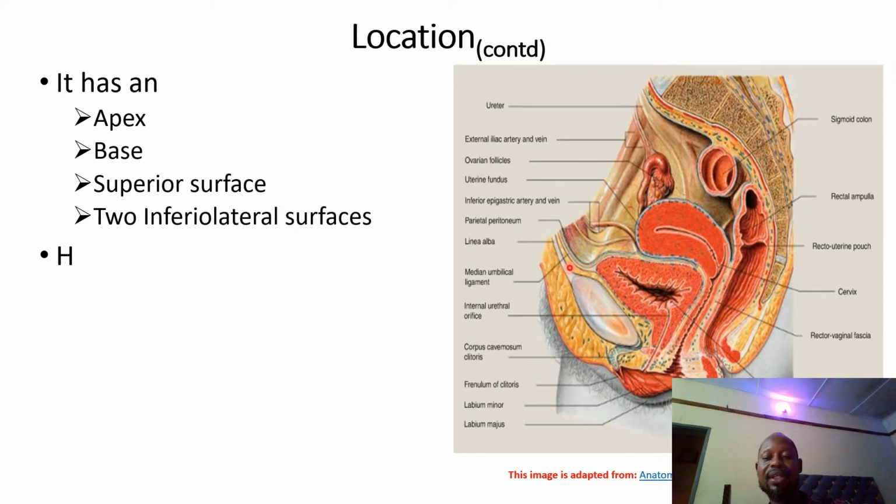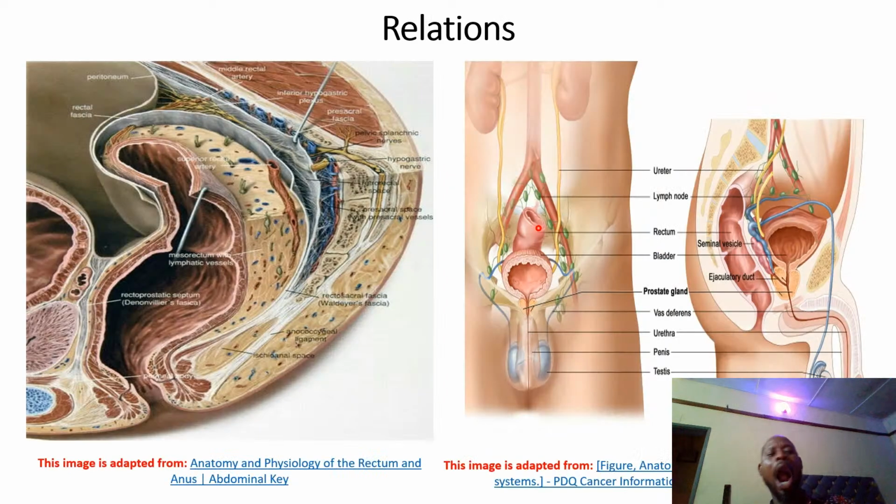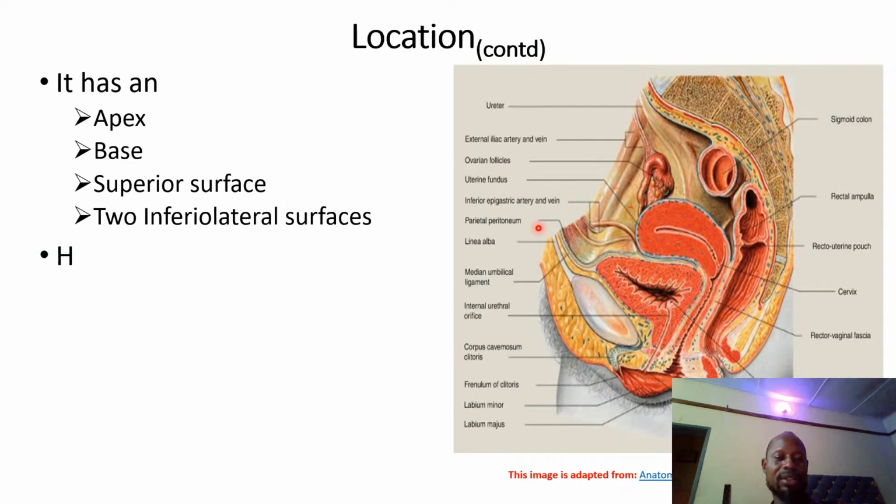And now you can see the median umbilical ligament, which is a remnant of the urachus, which connects the bladder to the anterior abdominal wall. Here you can clearly appreciate how it runs on the peritoneum, up to the level of the umbilicus. That's it. We'll look at some of the relations of the bladder.